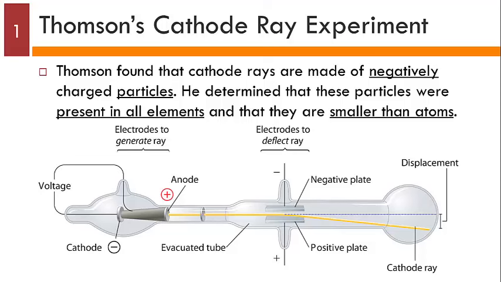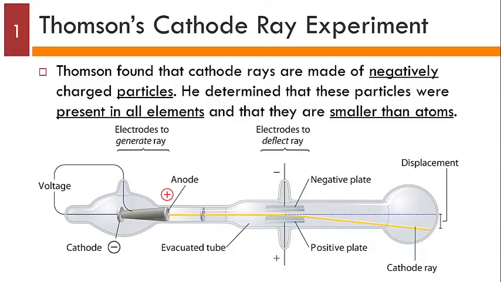So Thomson performed many cathode ray experiments using a cathode ray tube. This is a tube that has had the gas pumped out of it, and there is a cathode and anode inside across which voltage is applied, and this causes a cathode ray to appear. So Thomson determined that this ray had a negative charge because when he placed charged plates next to it, he found that it deflected towards the positive plate.